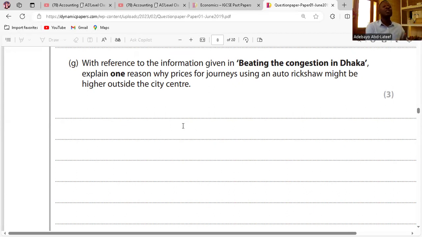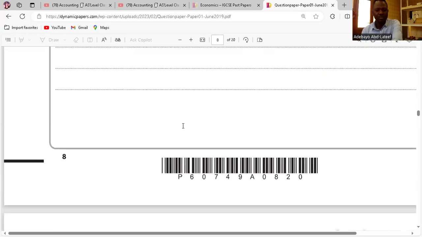That means a lot of people are in the city center, making it interesting for drivers to work in the city center than outside the city center. So that means the supply of rickshaw in the city center will be more than outside the city center. So the supply is less outside. And if the supply is less, that means the price will be higher. Is it clear? Any question about that? No. So we go to question H.